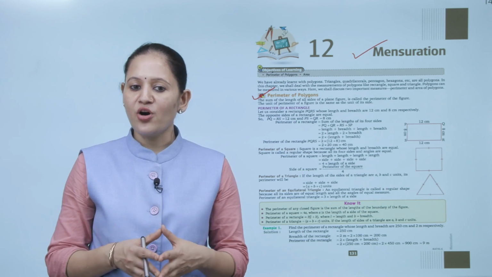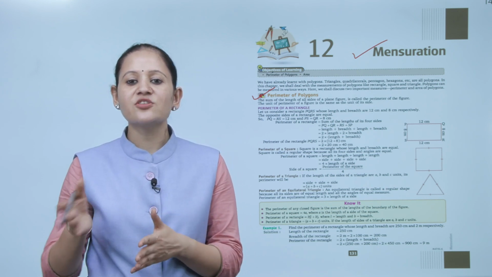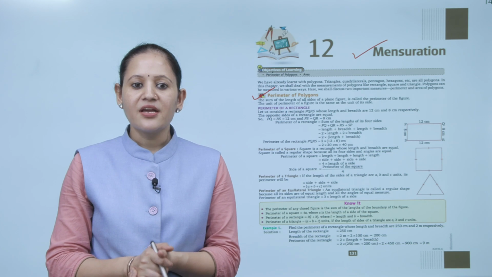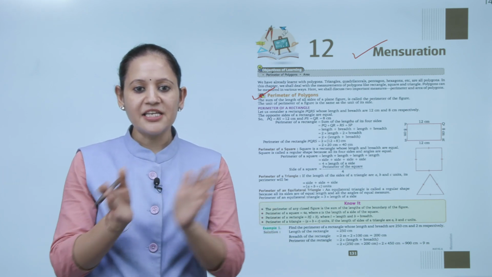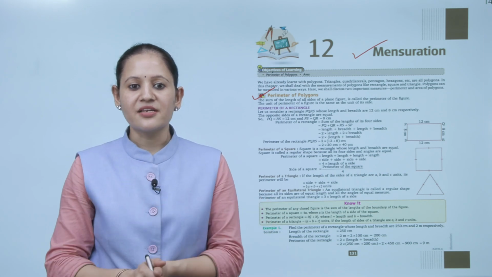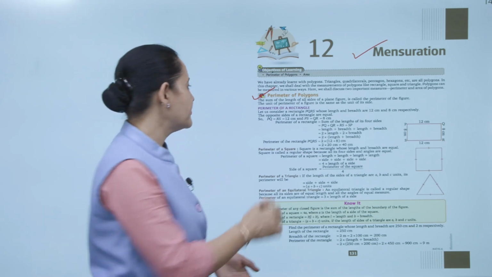Sum of the length of all sides of the plane figure, that is called the perimeter of the figure. The unit of perimeter of the figure is same as the unit of side. Whatever the unit of the side will be, that is the unit of perimeter. So first is perimeter of rectangle.